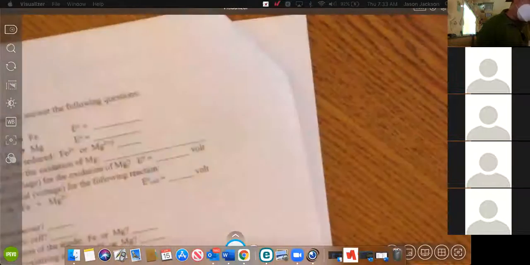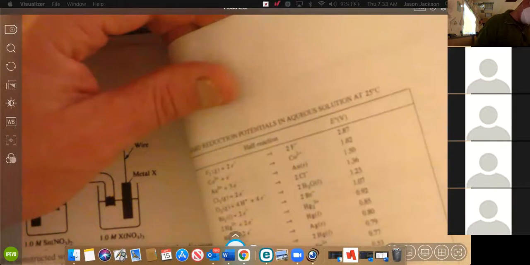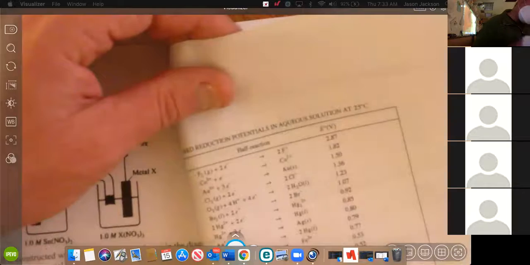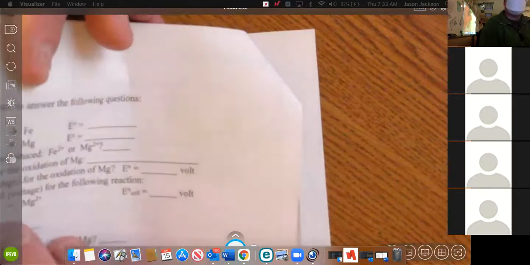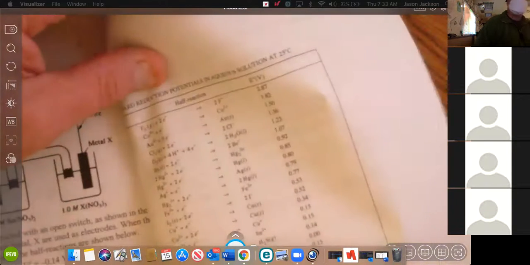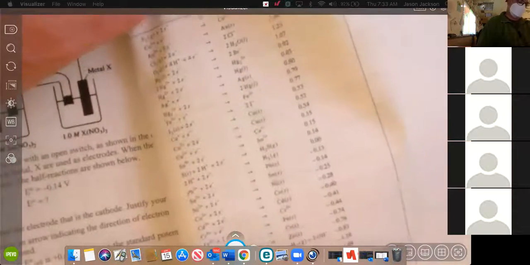So if we take a look, this is iron 2. Find iron 2, you'll notice that there is an iron 3 as well. We are not going from iron 3 to iron 2. We're going from iron 2 to iron. So where is that guy at? Right here. What do we see for it? It's like right at the bottom of it. That's funny. Fe2+ plus 2e- yields Fe solid. We get negative 0.44.